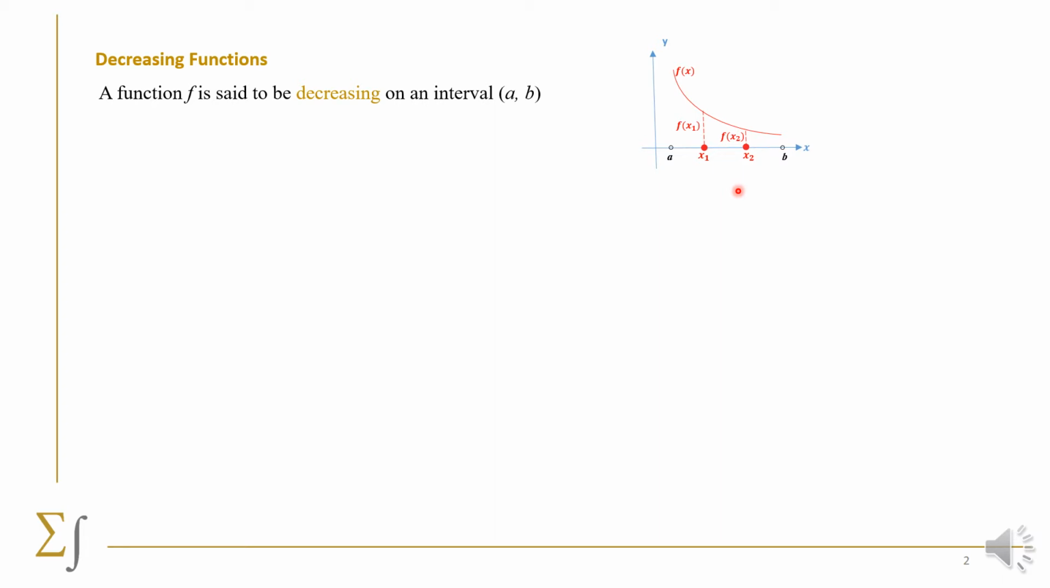So here we write what we've just said. The function f is decreasing on an interval a, b. We have here the open interval a, b. If x1 is less than x2, then we have f of x1 is greater than f of x2.